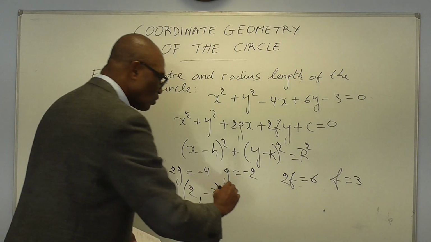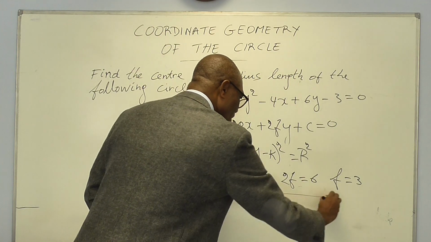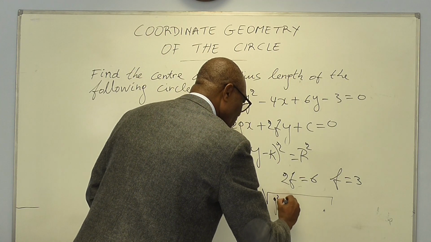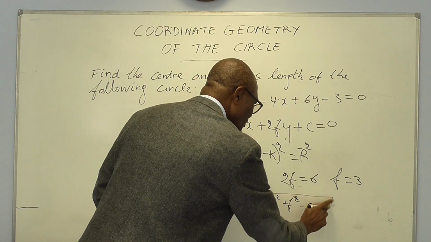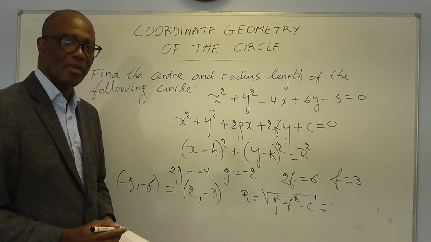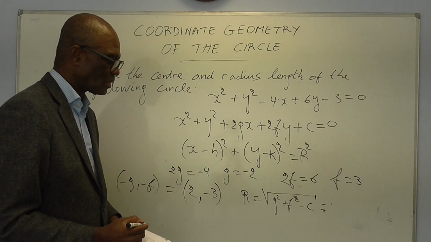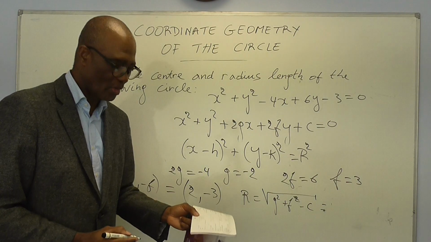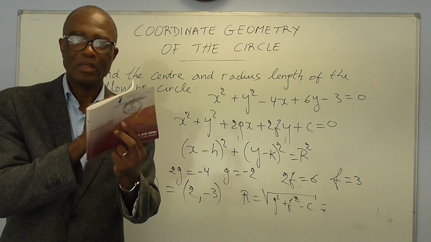Now to get the radius, it is the square root of g squared plus f squared minus c. Okay, this is the formula. It is on page 19 of the book.